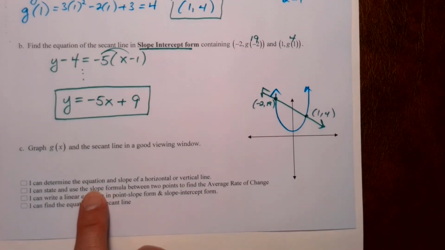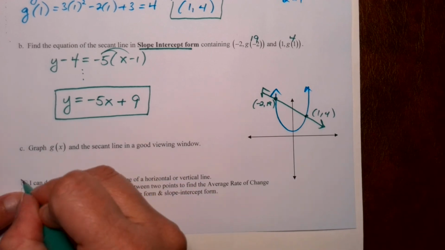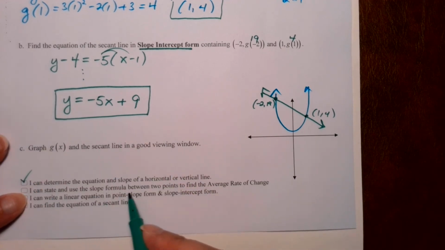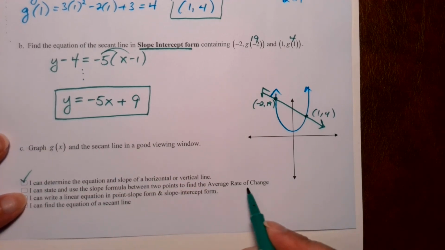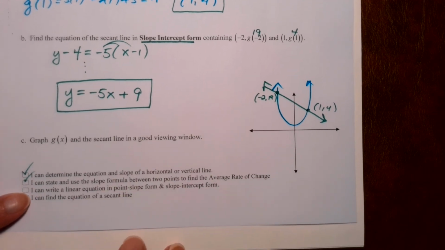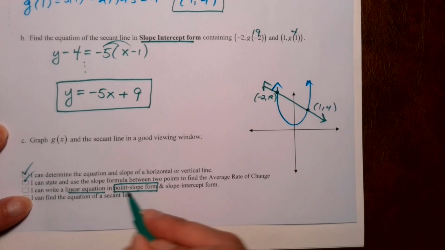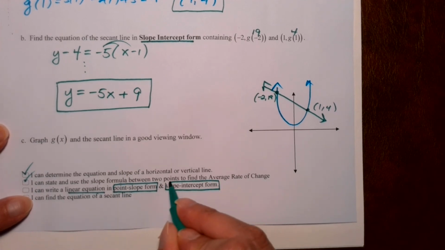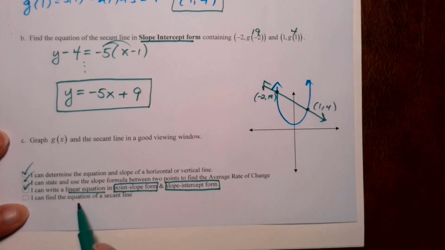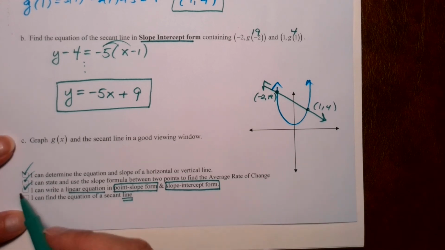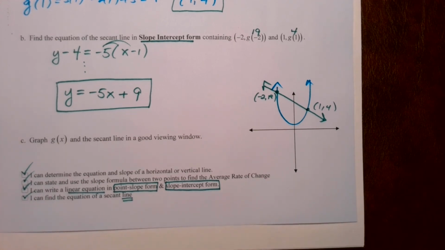Can you determine the equation and the slope of horizontal and vertical lines? Can you state the slope formula for 2 points, or in other words, the average rate of change? Can you write the equation in both point slope form and slope intercept form? I hope so. Can you find the equation of a secant line, which is really just a line with some fancy words? Good job, guys.